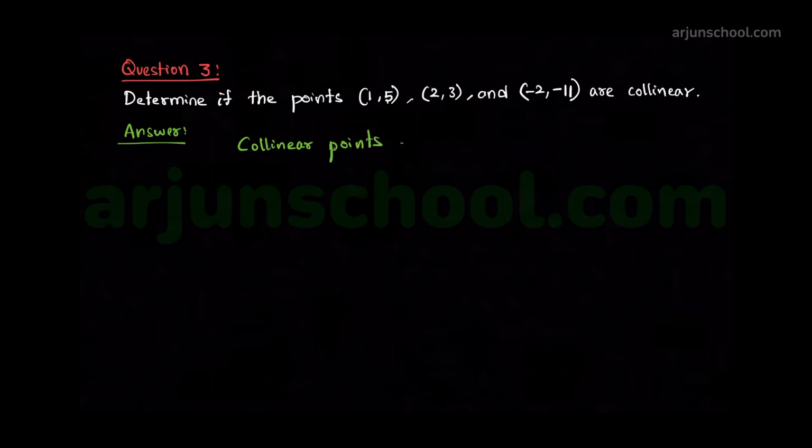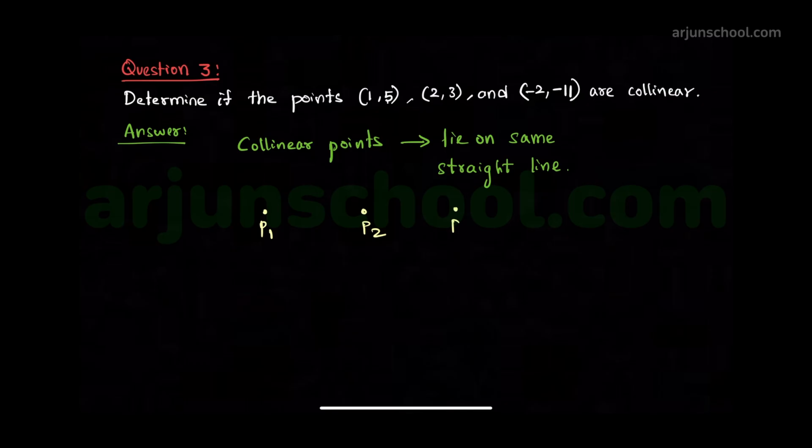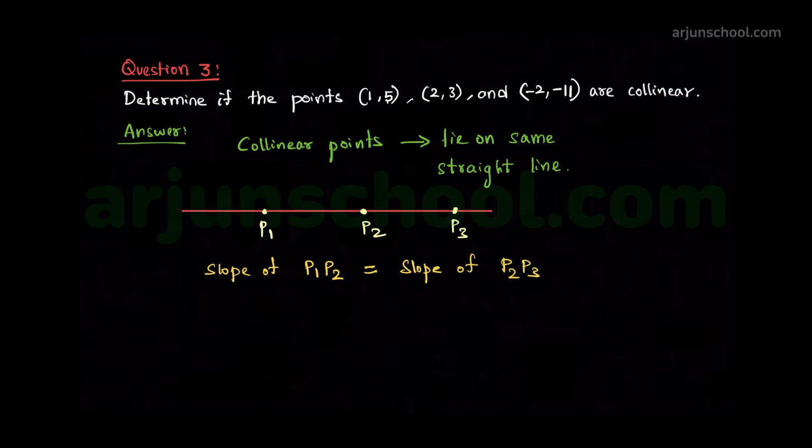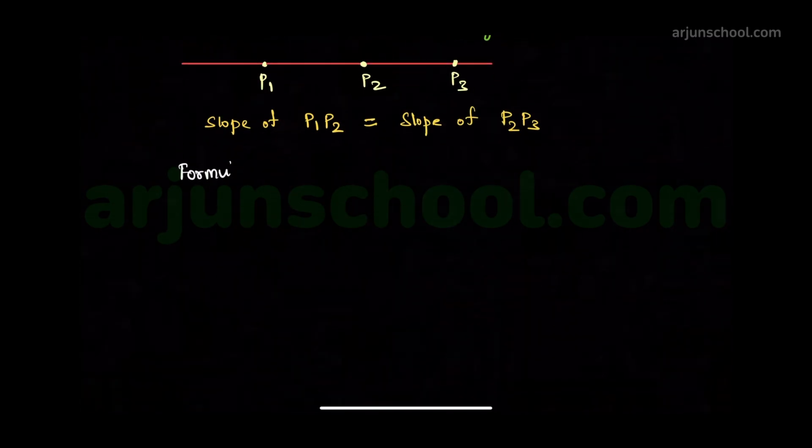Collinear points are the points that lie on the same straight line. Same straight line means the slopes of any two pairs of points should be the same. For example, consider that we are given points P1, P2 and P3. The slope of the line joining P1 and P2 should be equal to the slope of the line joining P2 and P3. Now, what is the formula to find the slope when we are given 2 points?